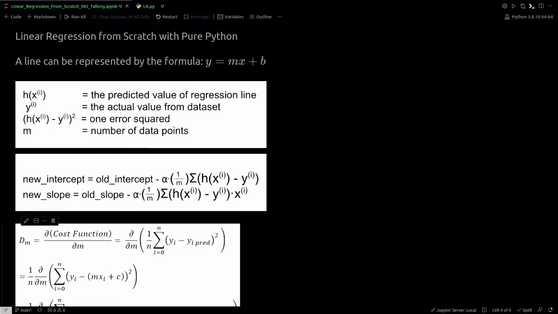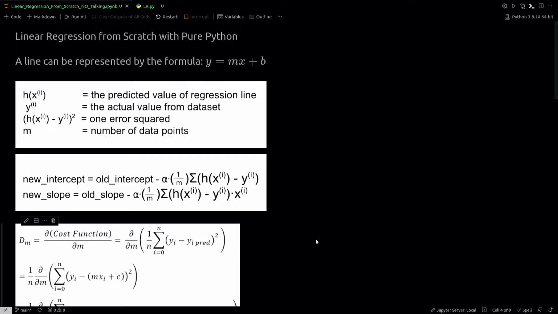Hey everyone, in this video I will do linear regression from scratch with just pure Python. The only external library I'm going to use is NumPy and otherwise nothing else. Before starting the code, here are 3 quick points to know about linear regression.